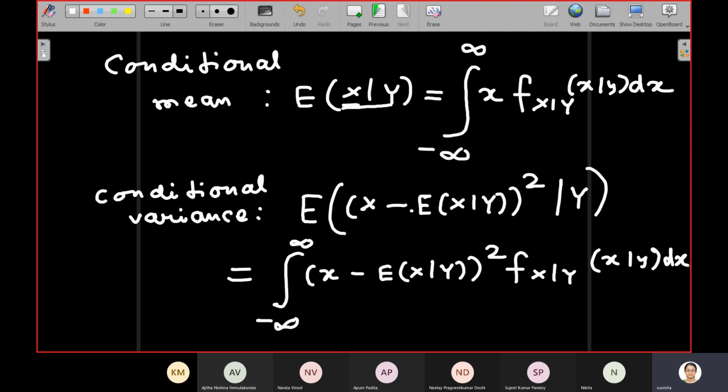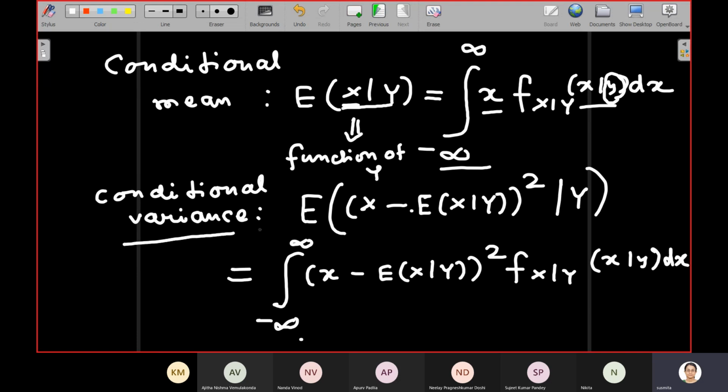Now notice carefully. Here what we are doing? We are actually integrating x out. Now here we do not have x. This is actually a function of y. While doing this integration, we assume that y is given. We treated y as a deterministic quantity. We did the integration with respect to x. We varied only x. After the integration, we basically get a function of y. The same holds for the conditional variance also.